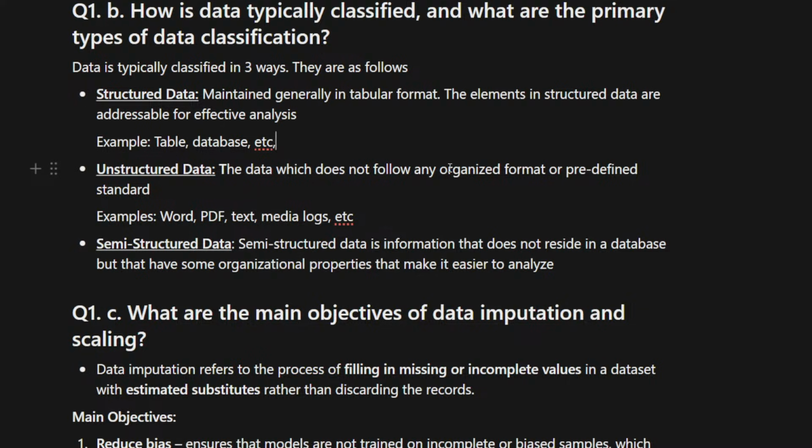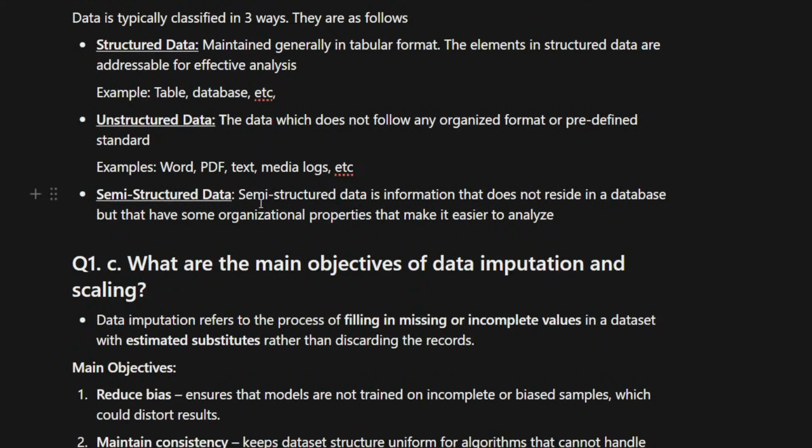Unstructured data does not follow any organized format or predefined standard, for example Word, PDF, etc. Semi-structured is information that does not reside in a database but that has some organizational properties that make it easier to analyze.